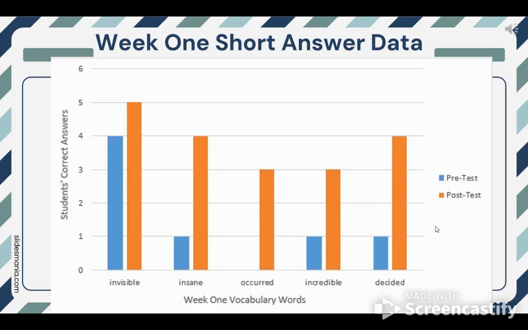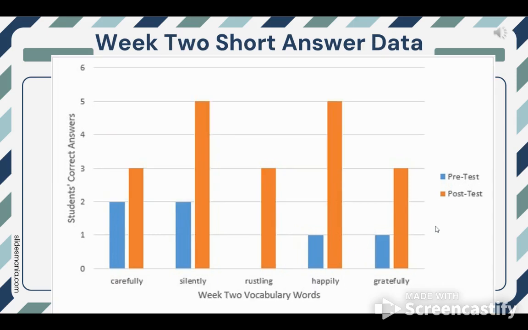And 4 students were able to correctly define invisible, and then 1 student for each of insane, incredible, and decided was able to correctly define those words, and then no students were able to define occurred correctly on the pretest. And then if you look at the post-test data, all 5 students were able to define invisible correctly. 4 students could define insane and decided correctly, and then 3 students were able to define occurred and incredible correctly.